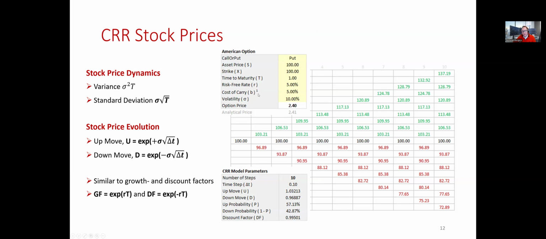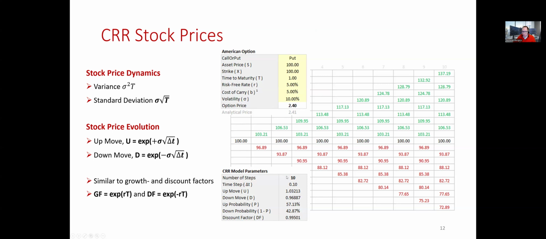Cost to carry is defined as the risk-free rate minus the dividend yield. So in this sense, we're saying there's no dividend yield because they're the same. Volatility is 10%, and we get an option price of 2.4. This is the tree price, and then I have an analytical implementation, which gives 2.41. There are many models we can use, but this is me checking against analytical approximations. And so you see the tree performing quite well.